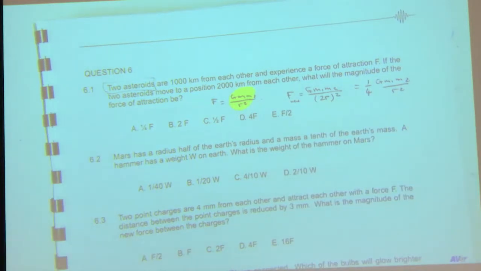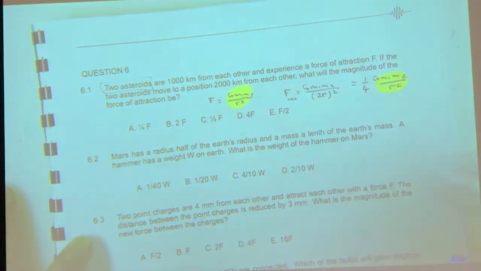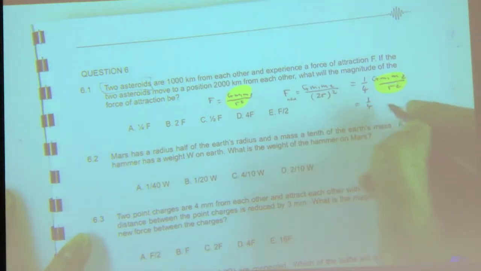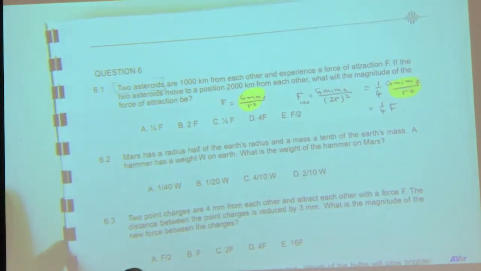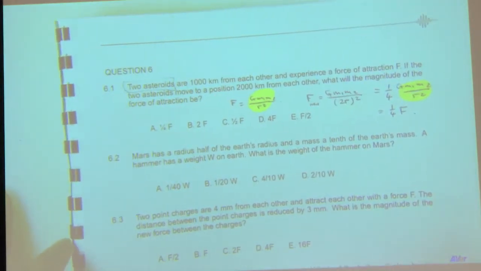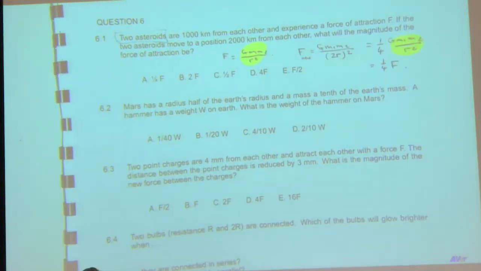So now, there I'm back to the old F. I took everything strange out. So it's 1/4 of the force before. You should have had things like this in your exams and your tests. Okay, next one. See if you can find 6.2. And if you finished with 6.2, go on.